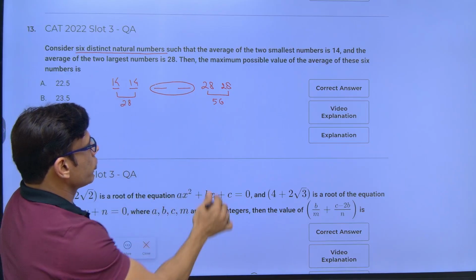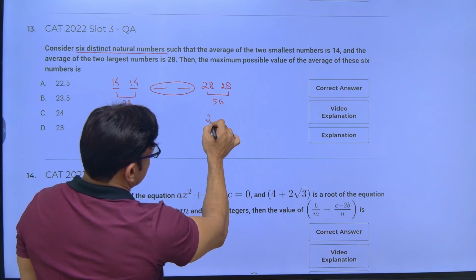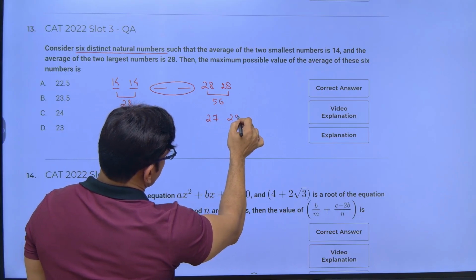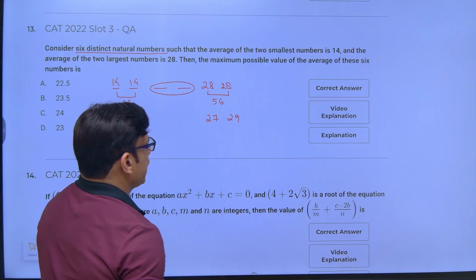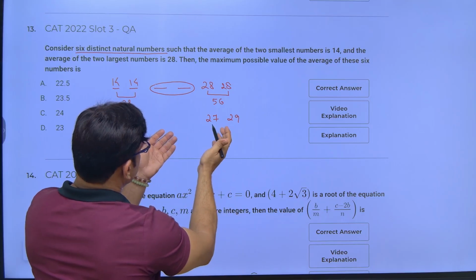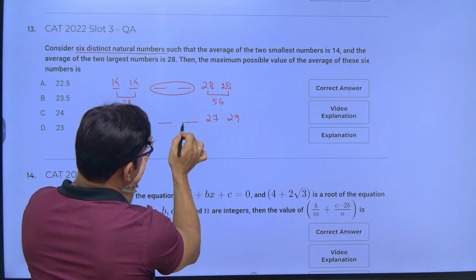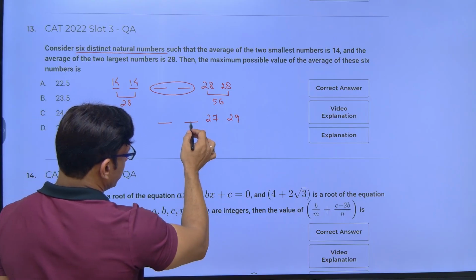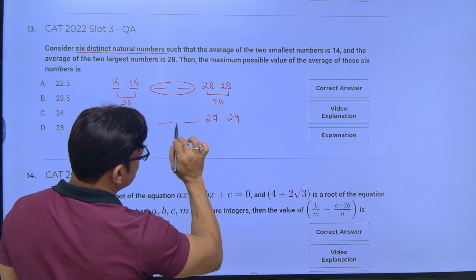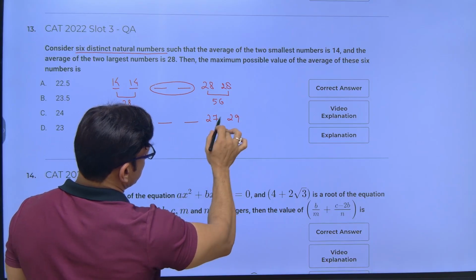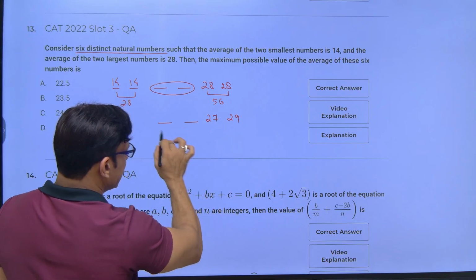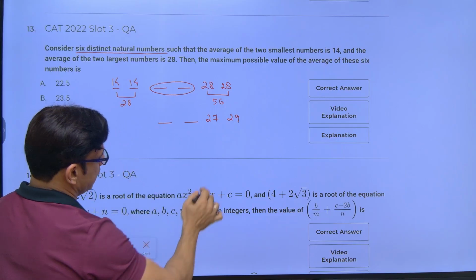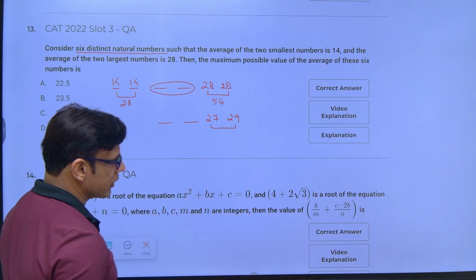So I can do one thing, I can write this as, let's say, 27, and I can write this as 29. The thing is that I just have to bring more numbers here which are as close to 27 as possible. Of course, I cannot write 27 here because 27 is already taken. I cannot make this number smaller, because in that case the average will become smaller. So this is the only possible solution which I get.